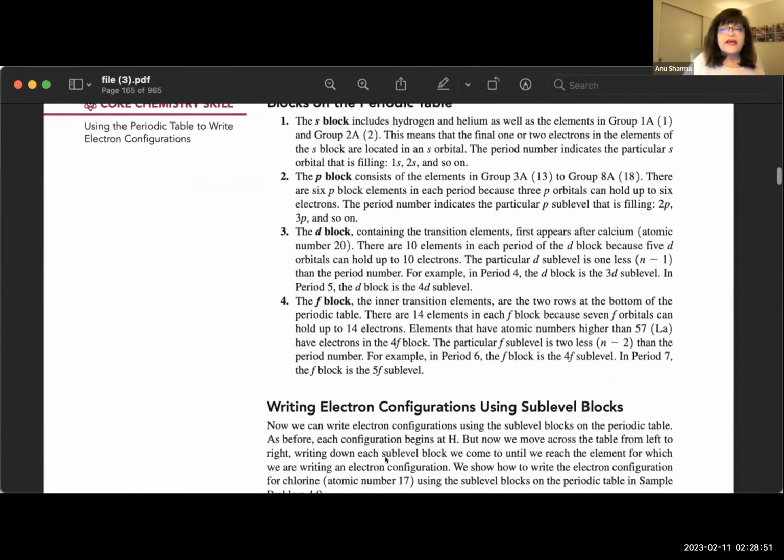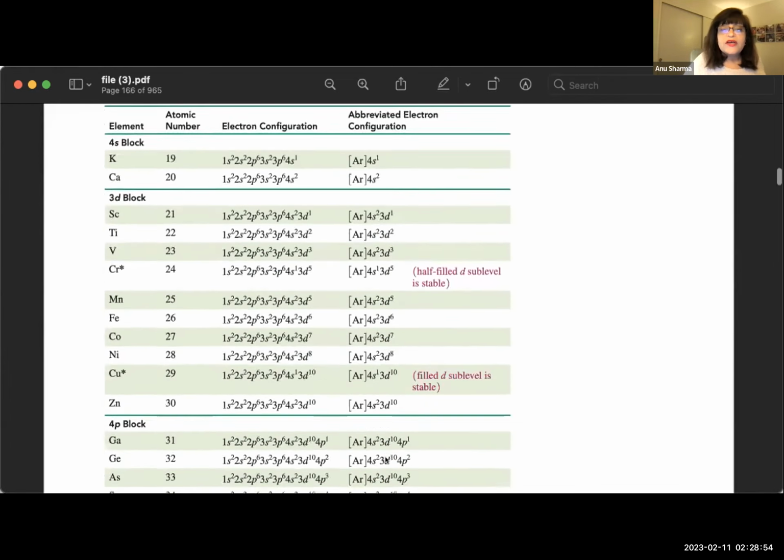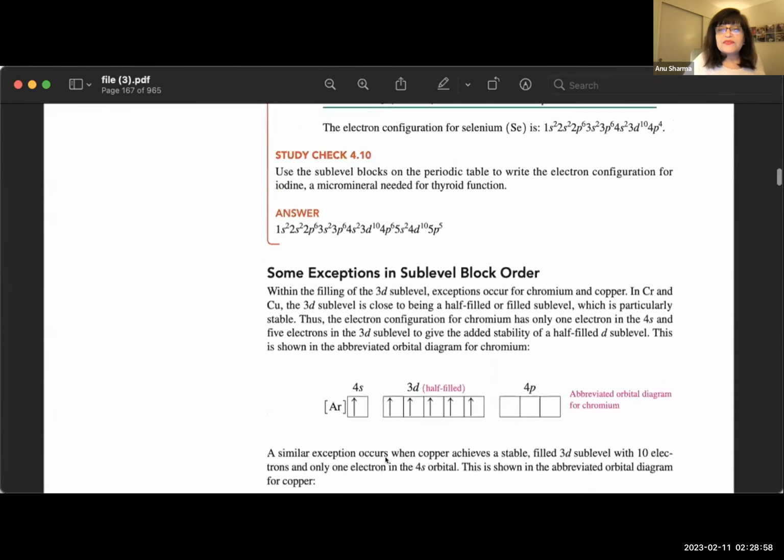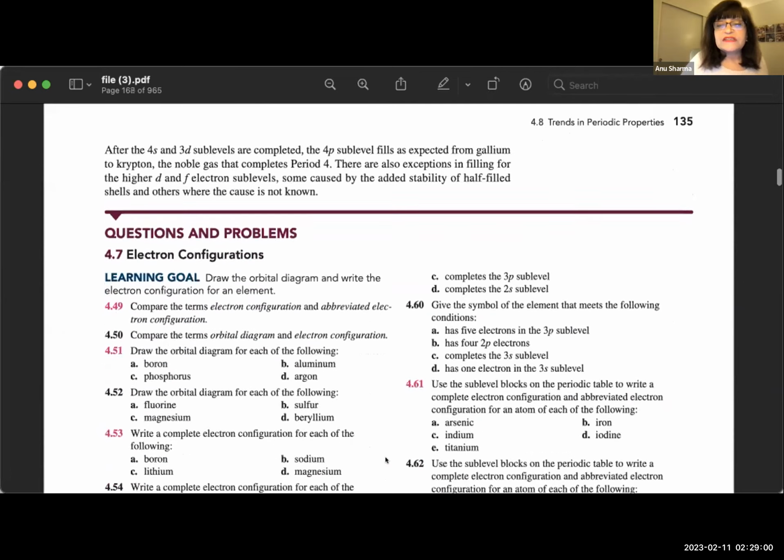All right, let's do the homework questions now. So we have this very basic understanding, and this is how they make the orbital diagram. We will discuss that also.